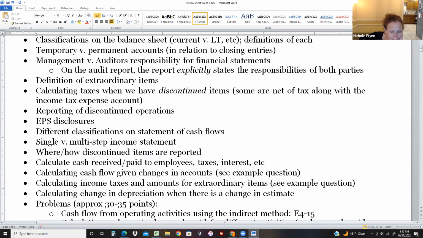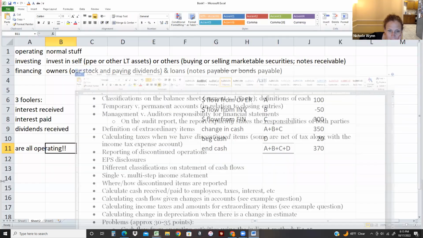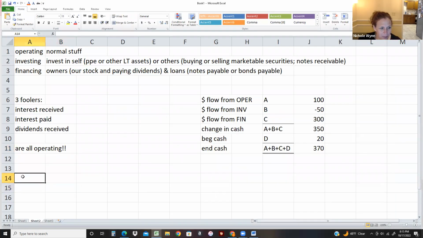All right, calculate cash received or paid to employees, taxes, interest, etc. Great examples of that will be questions like those on the review sheet. I have a copy of the review sheet with me. I haven't really looked at it very much yet, but it might be in like a paragraph, so I want to make sure that you're prepared for that.